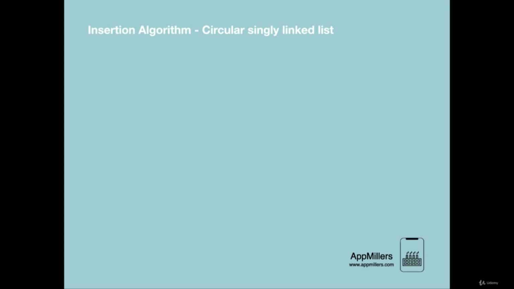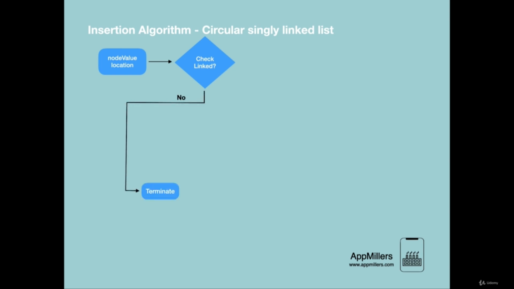Alright, in the last lecture we learned how to insert a new node in a circular single linked list in 3 different cases. So in this video we will look at how the algorithm of insertion in a circular single linked list works. Here our algorithm starts with 2 parameters, node and location. The first step is to check whether the linked list exists or not. If it does not exist, we return an error and terminate our algorithm. But if it does exist, we create a blank node and assign a value to it.